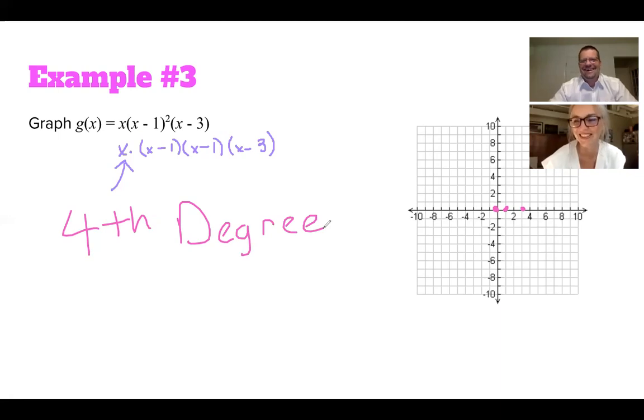I don't think so. Okay, so I have to have a W, but I only have 3 zeros. Well, I only have 3 x-intercepts, but this guy is going to bounce. Okay, so I need him to bounce, but I also need to think about the leading term. This is harder because before I had like 3x squared or 7x to the 5th. I had a leading term, but I don't have a single leading term in this case.